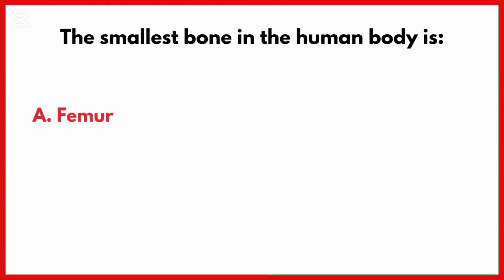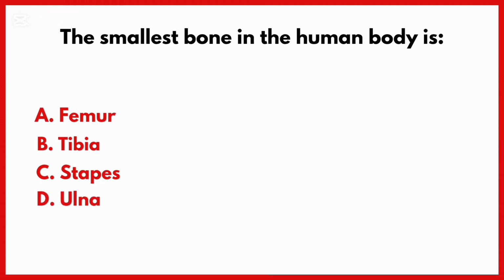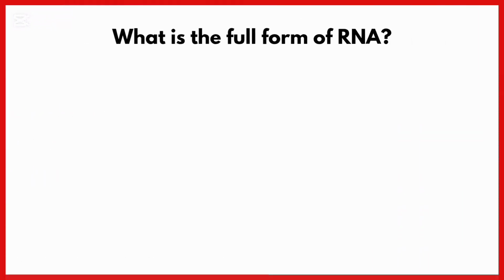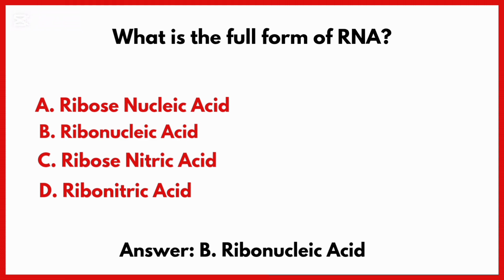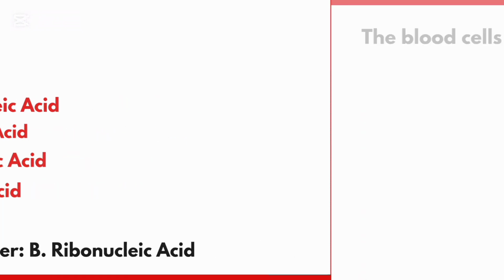The smallest bone in the human body is. Correct answer is option C, stapes. What is the full form of RNA? Correct answer is option B, ribonucleic acid.